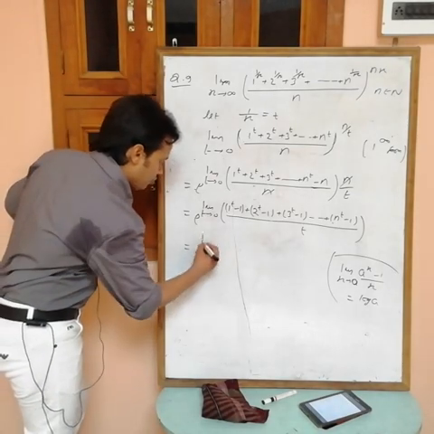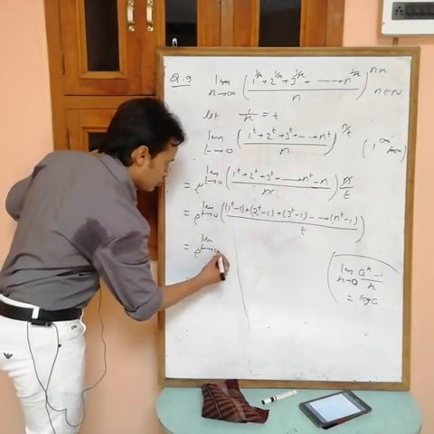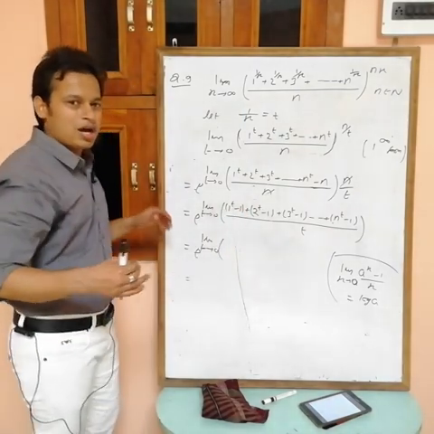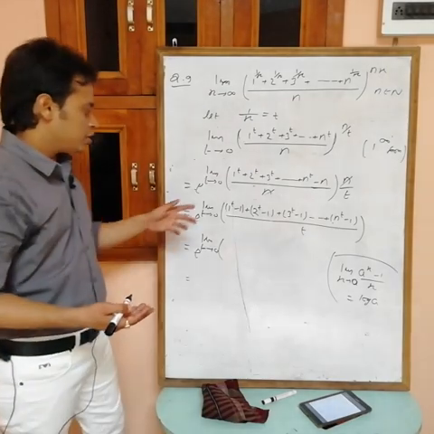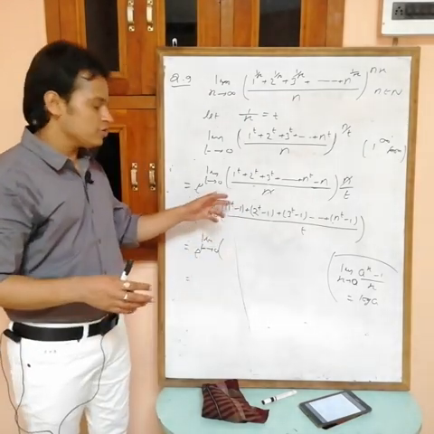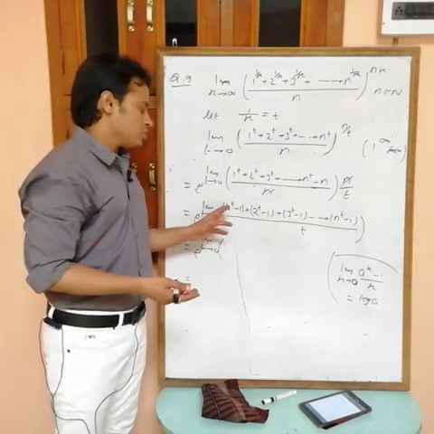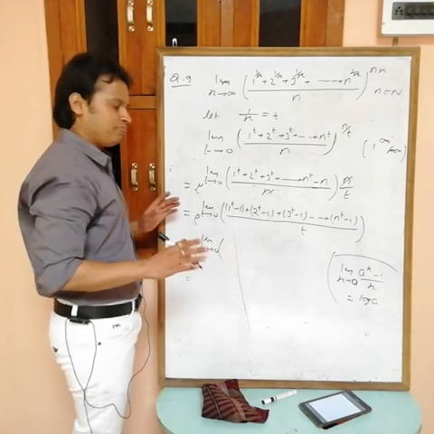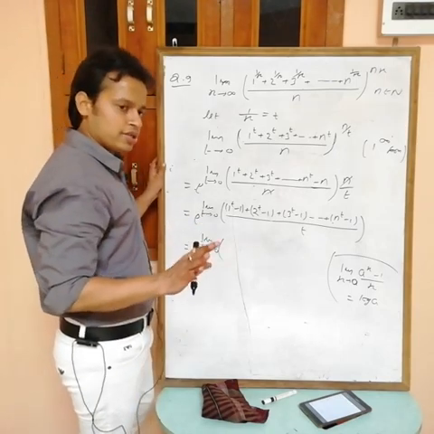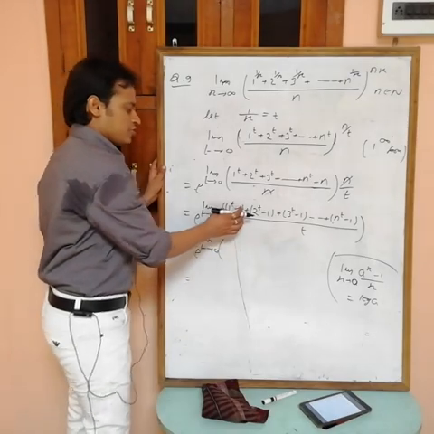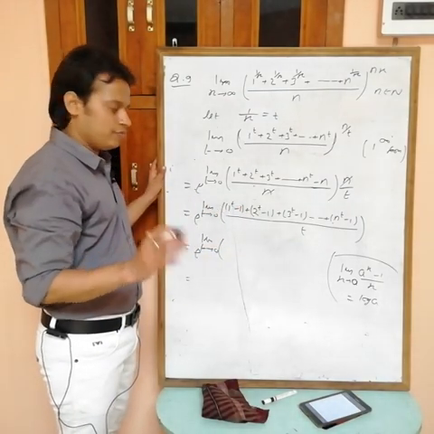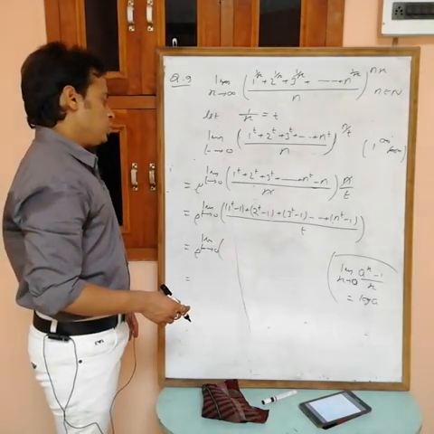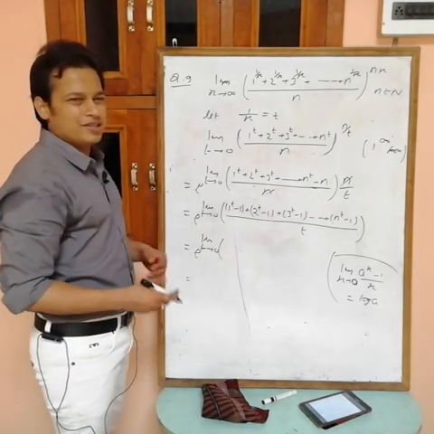So e power limit t tending to 0. Here t is tending to 0 now. So no problem. 1 power 0 is equal to 1. So 1 minus 1 is 0. There is no need to write this one. If you are writing, then also no problem, but at the end you will get the same thing. Because of this one you will get the value of the limit as 0, because 1 minus 1 is 0. 0 by t. So you are getting 0 by 0 form.